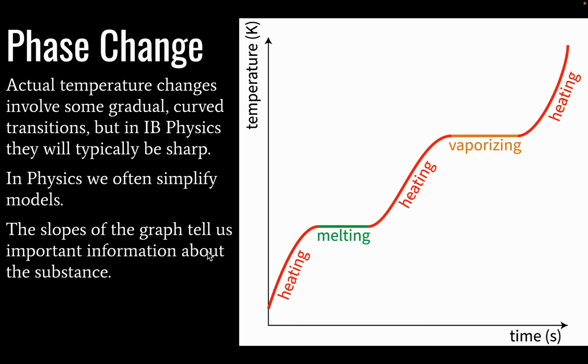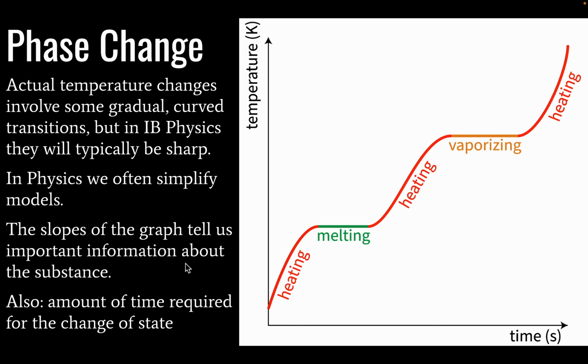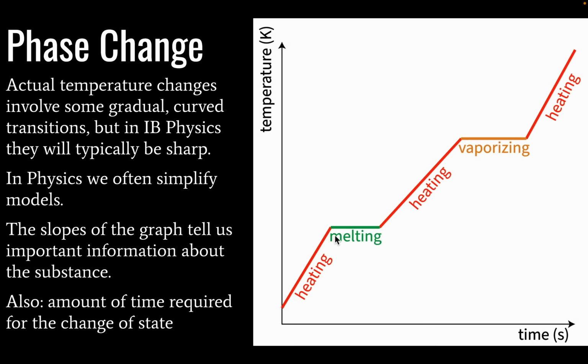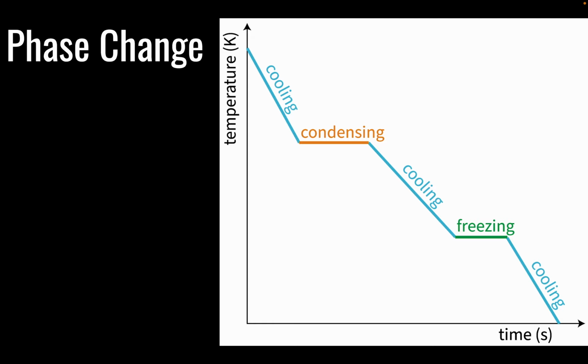Also the slopes of the graph will tell us some interesting information, and having a specific amount of time during which our substance is undergoing a phase change is also useful. So these slopes and this amount of time for the phase change, both of those are going to be important when you're working problems. So keep that in mind.